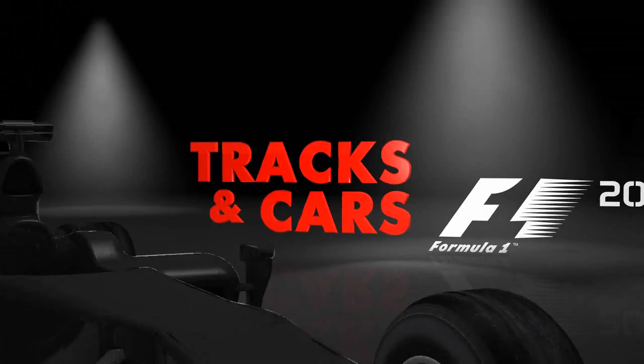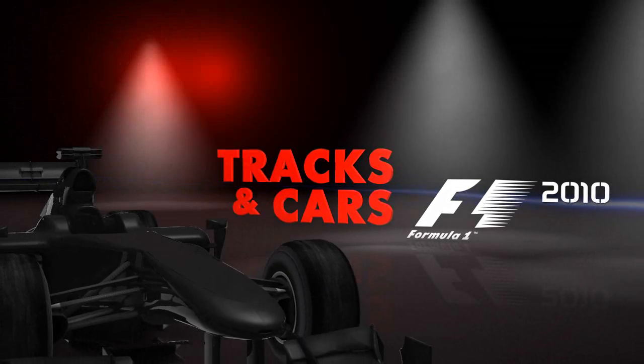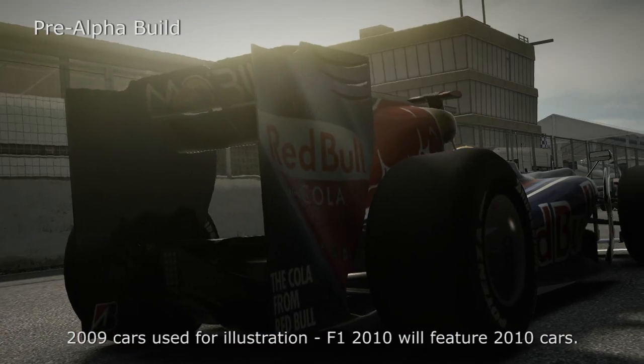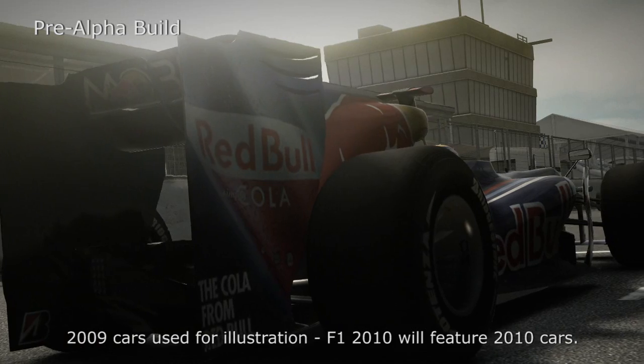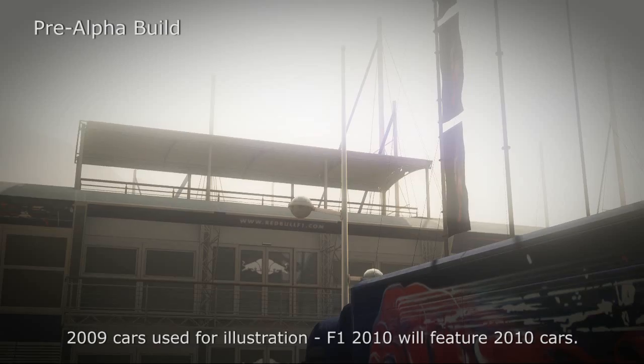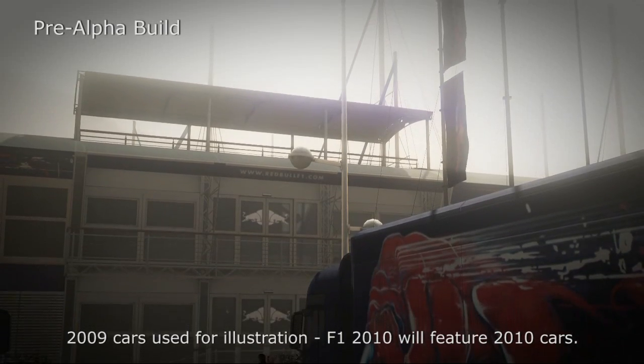Welcome back to the latest developer diary for F1 2010. Our art director Michelle and his team have really been able to recreate the assets exactly as they are in real life. The cars, the circuits, hospitality, environments, trucks, paddock assets.